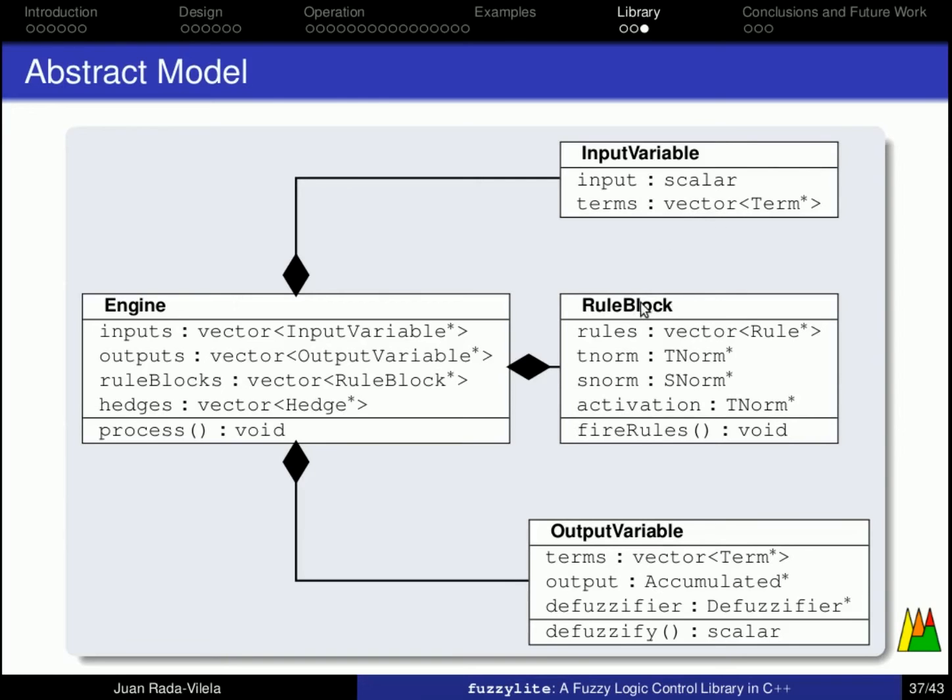Now the rule block contains the rules for the fuzzy logic controller. The T norm and S norm are going to change in version 4. The T norm defines the conjunction, that is the AND connective, and the S norm defines the OR connective. This is the activation operator, and fire rules triggers all the inference process. Lastly, the output variable also has a vector of terms, an accumulated output, which we have defined before, a defuzzifier, and a wrapper called defuzzify, which makes the defuzzifier defuzzify the accumulated output.